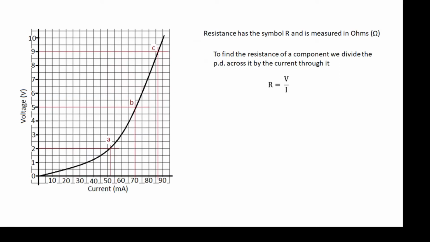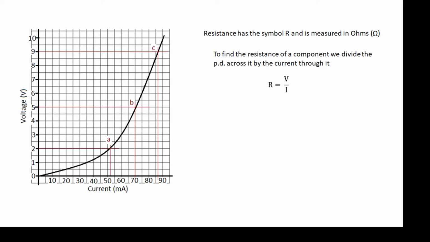Now, resistance has the symbol R, and it is measured in ohms, named after a Scottish guy called George Ohm. To find the resistance of a component, we divide the voltage across it by the current through it, hopefully a very familiar equation, R equals V over I. So the voltage across it divided by the current through it. Nothing to do with the gradient, it's just R equals V over I.